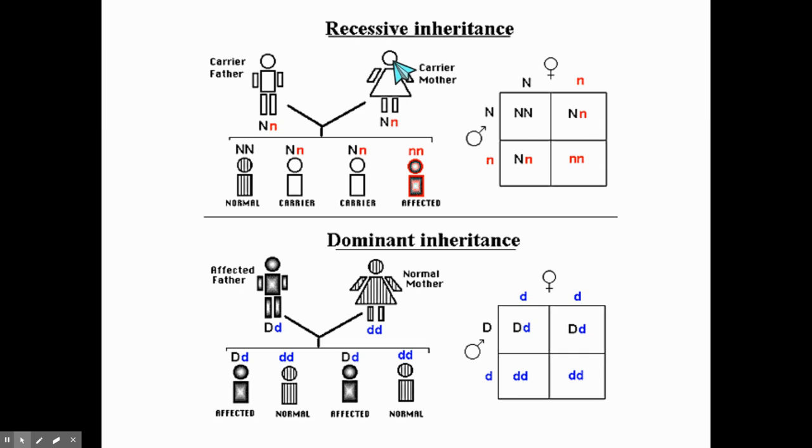So, for example, say a recessive trait. Hemophilia could be a recessive trait. Okay, so you have your father and your mother get together, and you have one come out normal. You have two come out as carriers, and then you have one that is homozygous recessive, and they are actually affected.